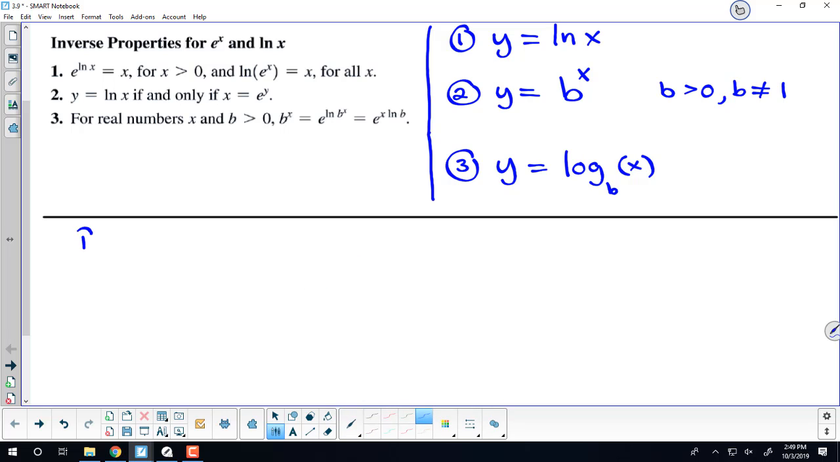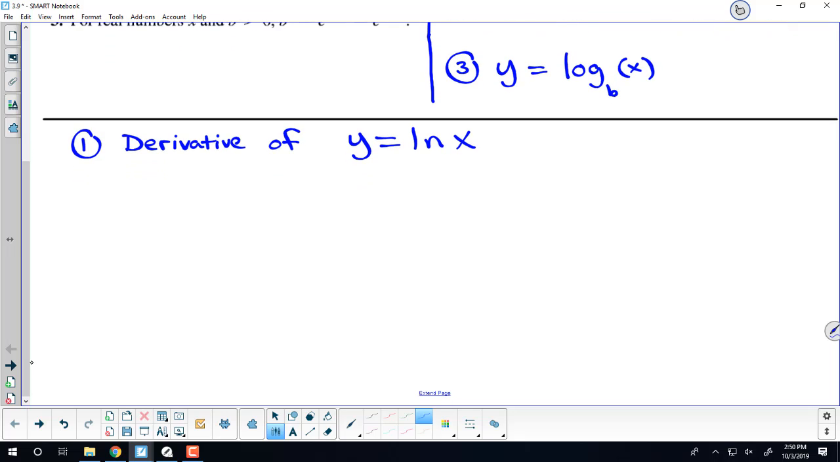So the first one we're going to look at is the derivative of y equals the natural log of x. At this point, we don't have a shortcut to take it. I guess the more difficult approach would be to say, what's the limit as h approaches 0 of ln(x plus h) minus ln x all over h, and compute that limit. That would give us the derivative for the natural log. But we have other techniques that make this a bit easier.